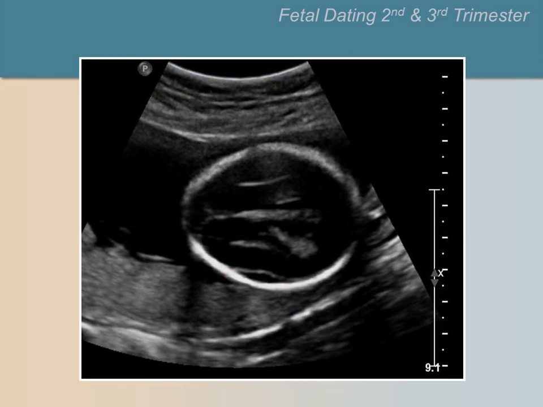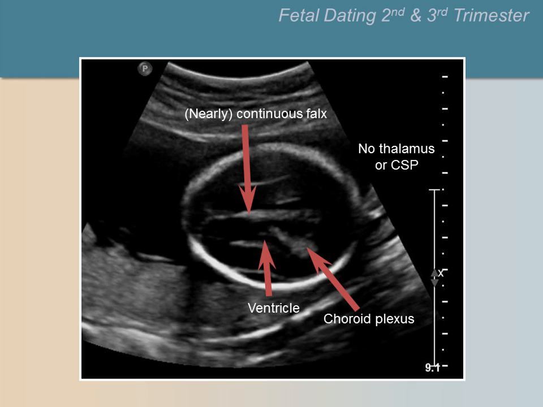Can this image be used to measure the BPD? Please pause the video now to discuss within your group. The answer is that this is the wrong level to measure the BPD for several reasons. The level is too high because you can see the ventricle and choroid plexus. The falx is almost continuous, and both the thalamus and CSP are missing.